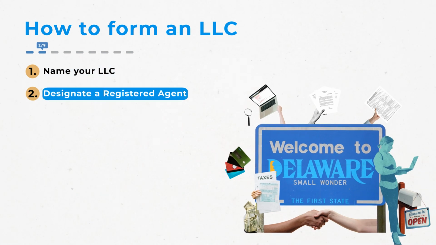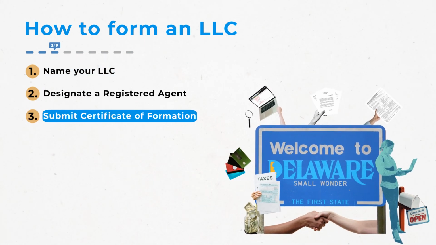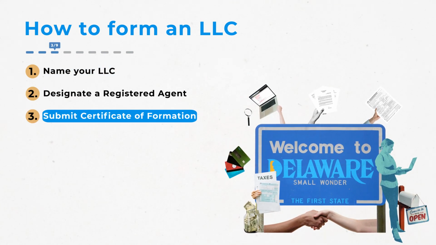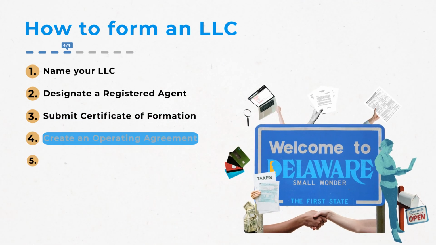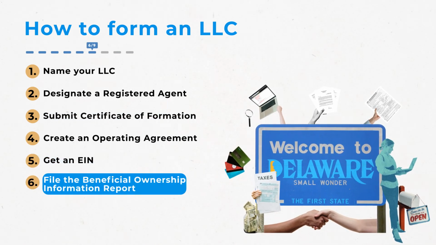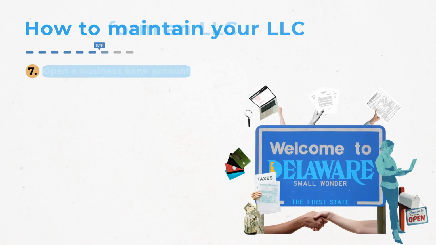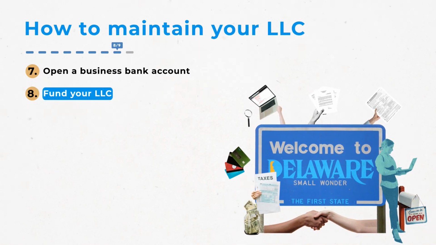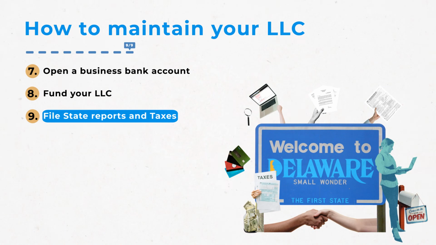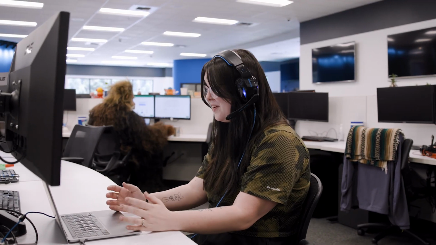So that's the process for getting your Delaware LLC up and running. Name your business, designate your registered agent, file your certificate of formation of a limited liability company, draw up an operating agreement, obtain an EIN, and file your BOI report. Once that's complete, you can open a business bank account, fund your LLC, and complete all filings to stay compliant with the state. We're here for you every step of the way.